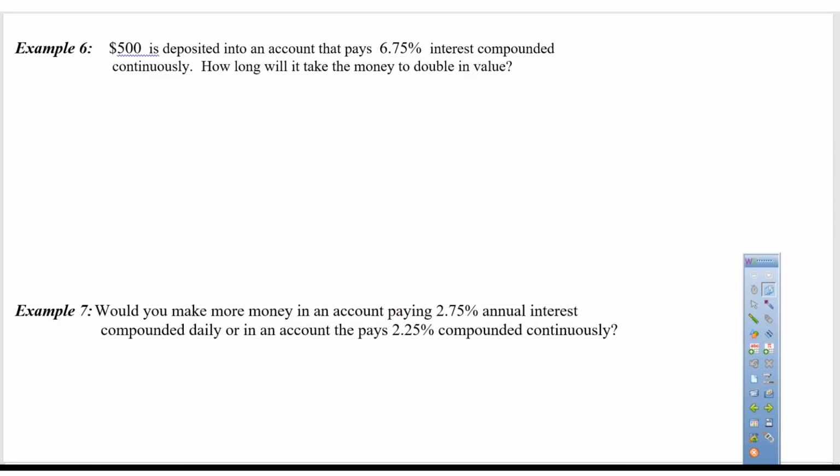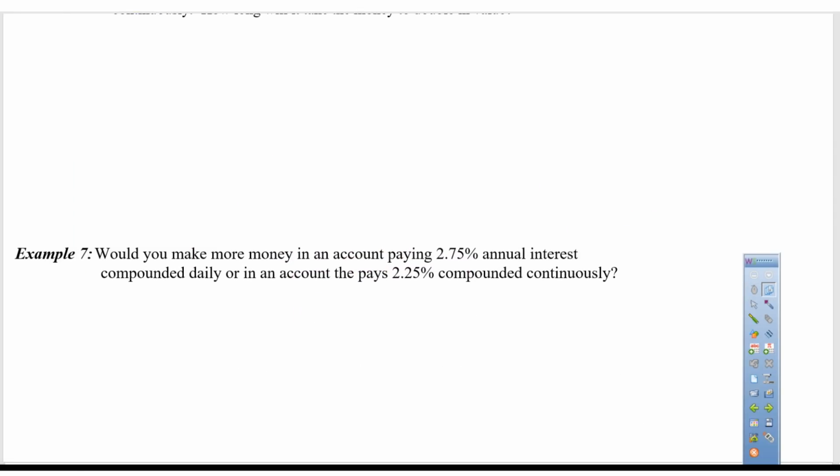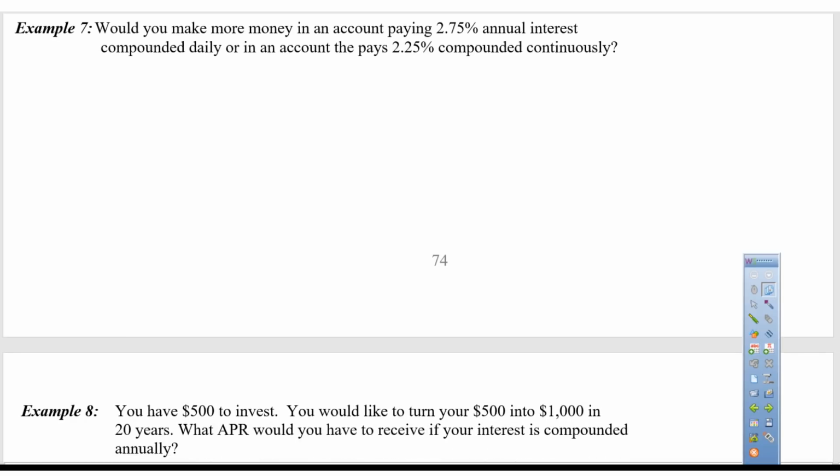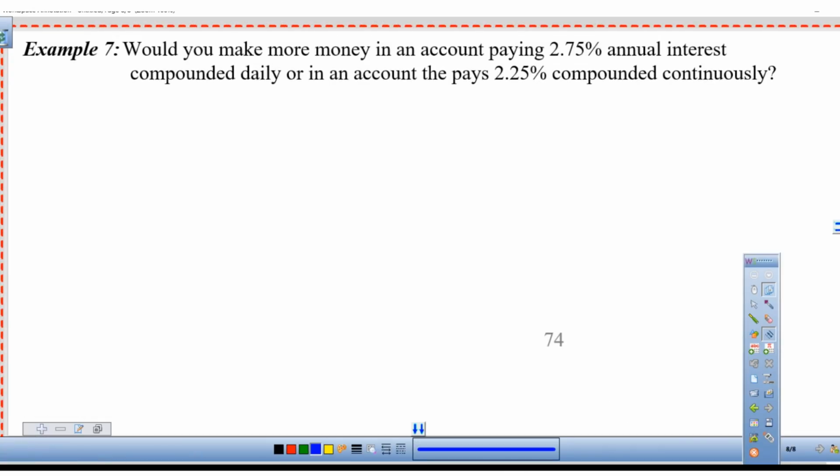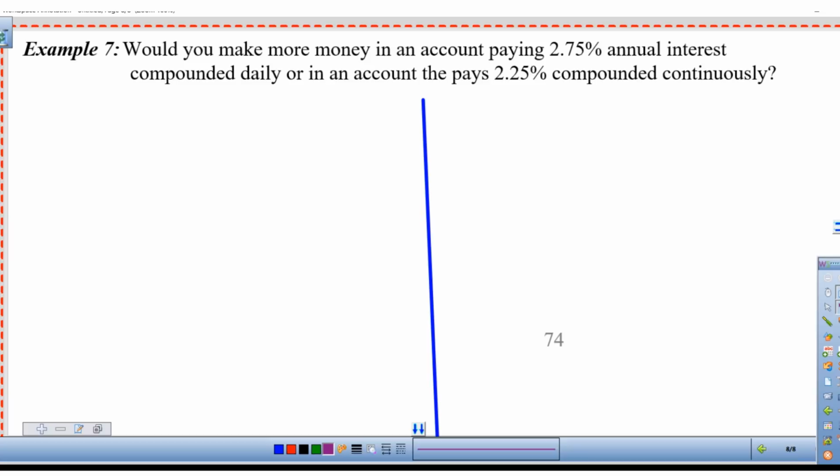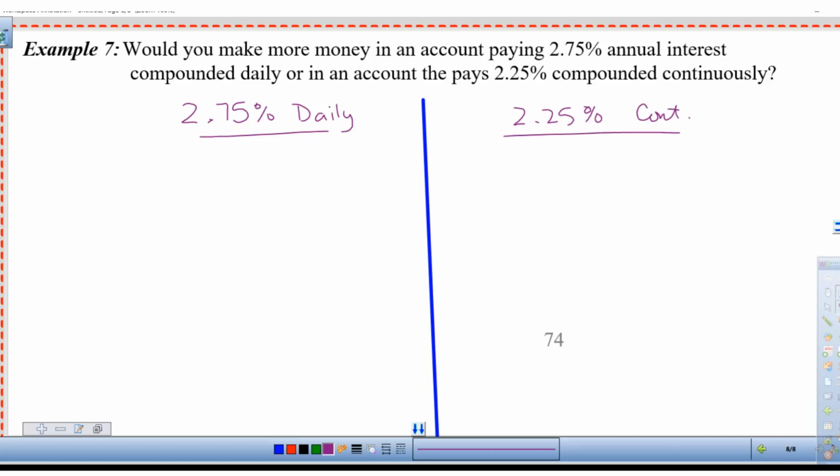Question 7. Would you make more money in an account paying 2.75% interest compounded daily, or in the account that pays 2.25% compounded continuously? Draw a line right there. You guys, please present this in a very clear way, okay? Split it, label it. So we're going to label this guy 2.75% daily, and we're going to label this guy 2.25% continuously.